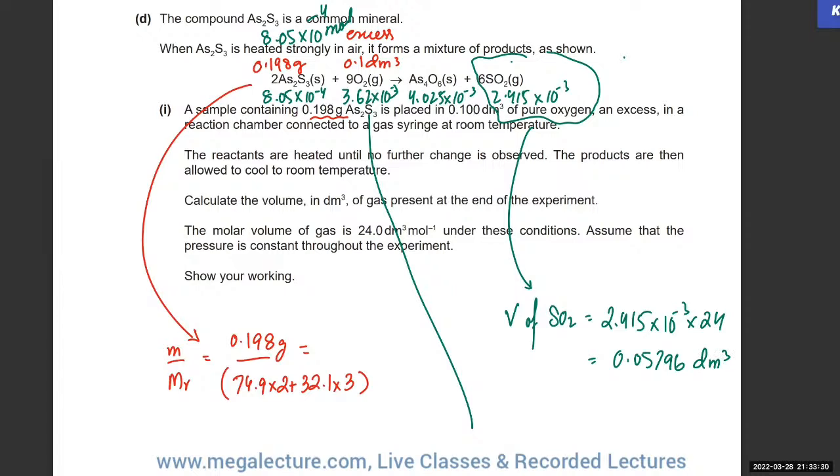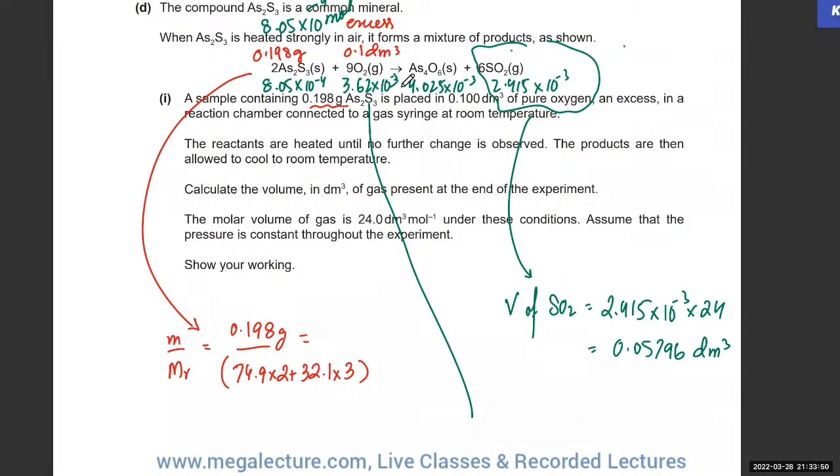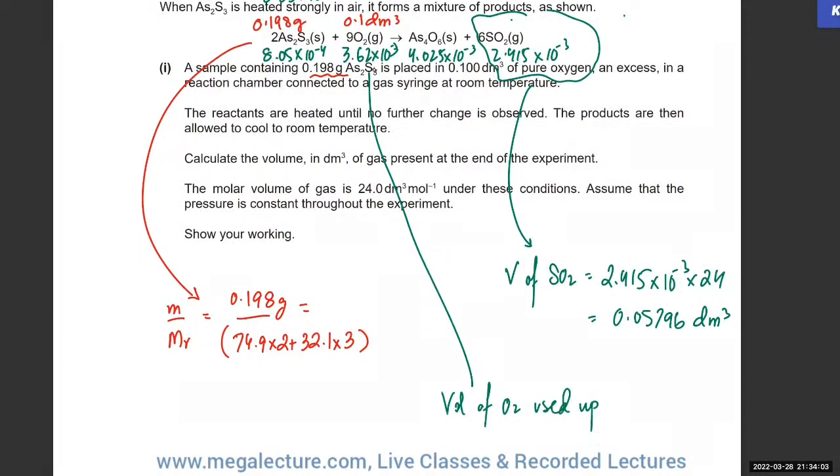dm cube, before rounding. Now he's saying calculate the volume of gas present. He's not asking for the volume of only this thing. He's talking about generally what is the volume of gas. Remember he added excess O2. He added 0.1 dm cube, and out of that 3.62 into 10 to the minus 3 moles got used up. So we're going to calculate the volume of O2 that took part in the reaction. That's 3.62 times 10 power minus 3 into 24 dm cube. So what do we get for this?